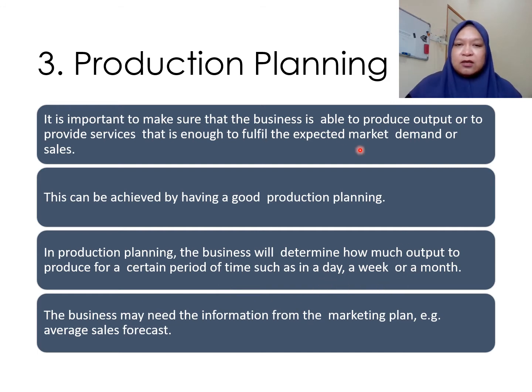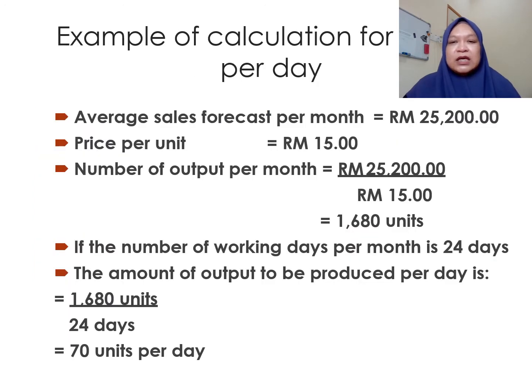In order for us to finish doing the production planning, we certainly need the information from the marketing plan. So in order for you to do the operation plan, of course you need to finish your marketing plan first. This is the example of the calculation for output per day, because we want to know how much we are able to produce.